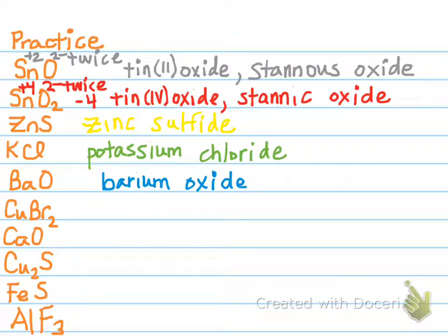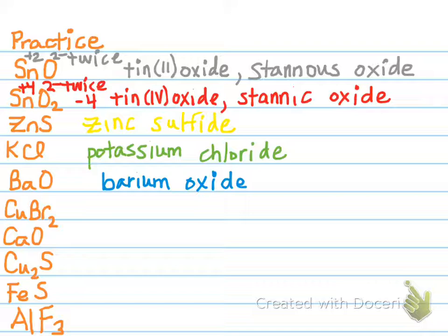CuBr2, so copper, metal, and nonmetal, so ionic compound. Cu is in a short column of my periodic table, which means I look at my helper sheet. Copper is on my helper sheet. It has more than one possible charge, so I need to figure out what charge that copper has.